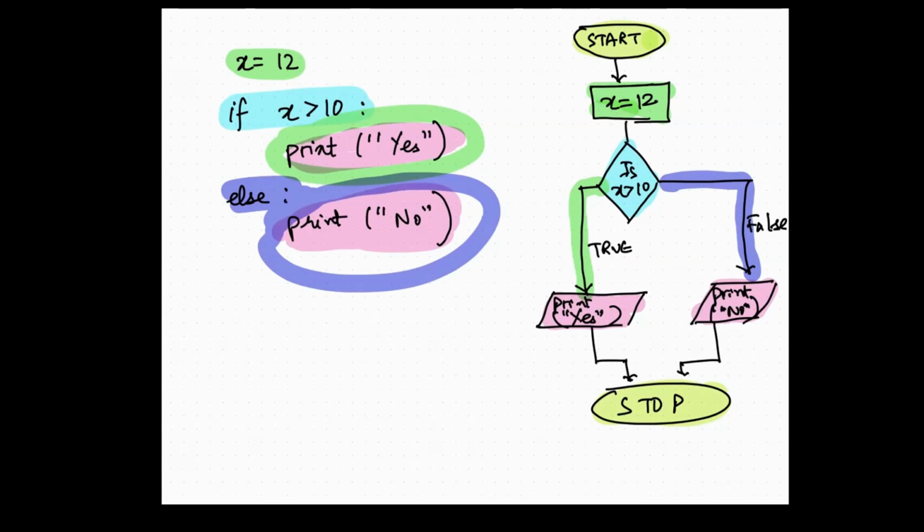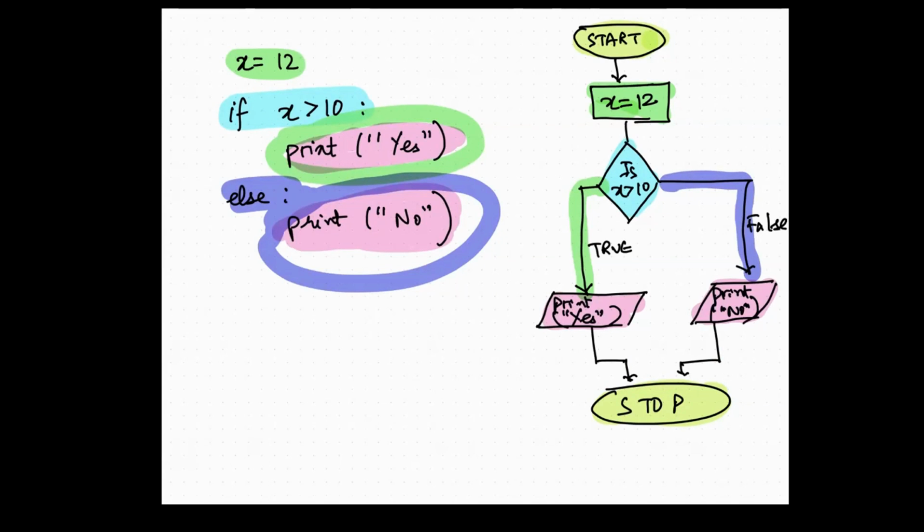Right? If X is greater than 10, then if the number is indeed greater than 10, you go in this true branch, right? And you print yes. But if the number is less than 10, for example, if the number is 5, you go in this branch, you print no. Irrespective of whether you go in this branch or this branch, the program will end. Right? Any questions in this?